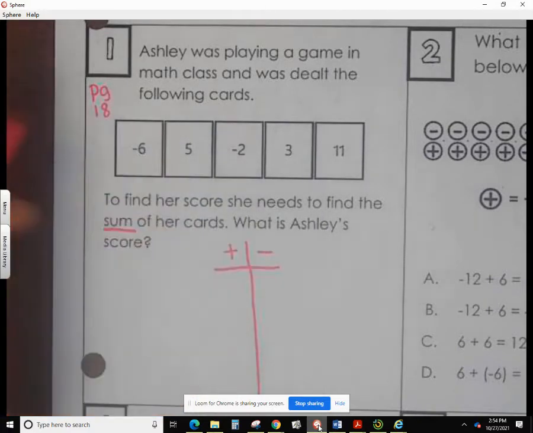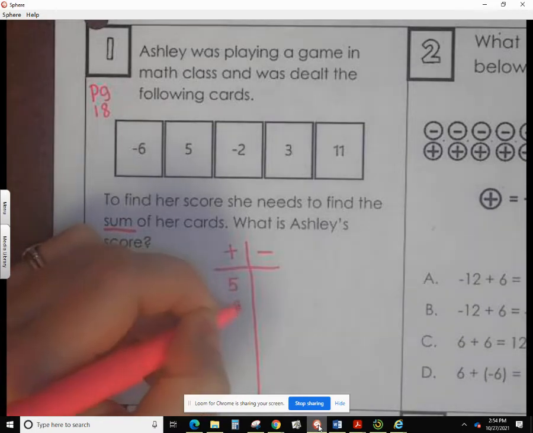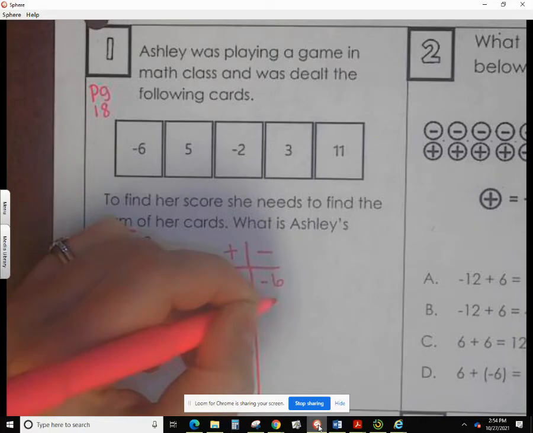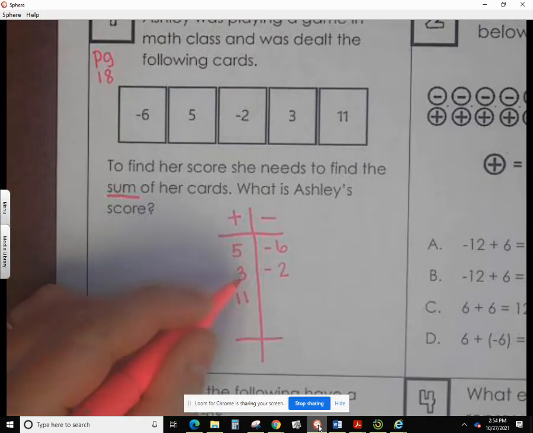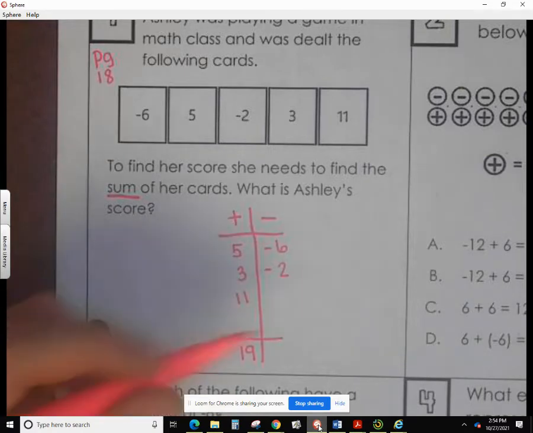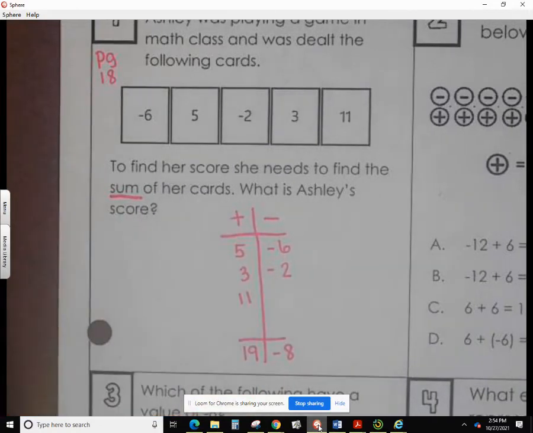We separate out our positives and our negatives. So for our positives, we have 5, 3, and 11. And for our negatives, we have -2 and -6. Because these are all the same sign and these are all the same sign, we can find the sum. And so I total up how many positives I have. 5 plus 3 is 8, and 8 plus 11 is 19. Then I total up how many negatives I have. I have 6, and then another 2 makes a total of -8.